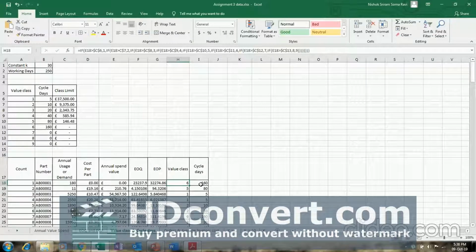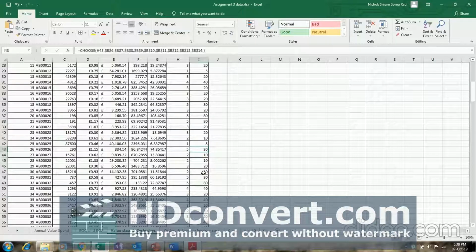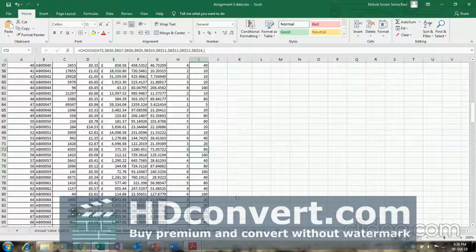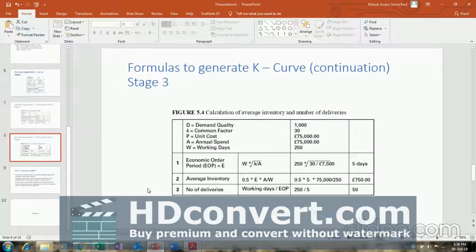Now cycle days, this is the formula we use to find our cycle days, and we need to do the same thing as before. So to find the cycle days for every product, just click here and then drag it down. Next, moving on to generating the curve. In order to find a curve, we need to know our average inventories and number of deliveries.